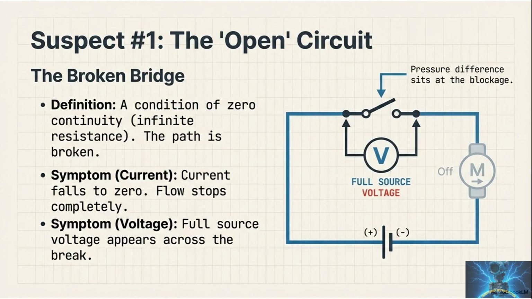An open circuit is a broken path. Effectively infinite resistance and 0 continuity. Symptom in current: current falls to 0. Everything downstream stops. Symptom in voltage: full source voltage appears across the break, because the energy drop happens at the open point. This is why a voltage measurement across a suspected open can be so revealing. If you see full source voltage across that point, you have likely found the break. Then the next step is to locate whether it is a wire, a connector, a fuse, a switch contact, or a terminal.